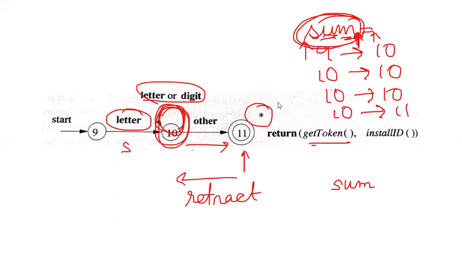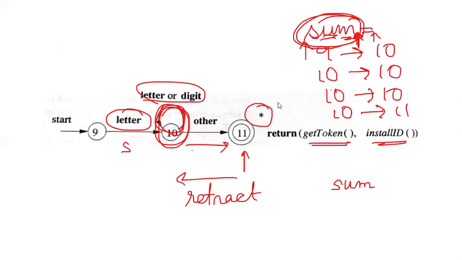And now what does it return? It returns the output of a function called GetToken, and something else called install ID. Now what are these? GetToken and install ID are just some functions. GetToken returns the token identified. So in this case, since I have identified sum, sum is what? Identifier. So it will return this ID.